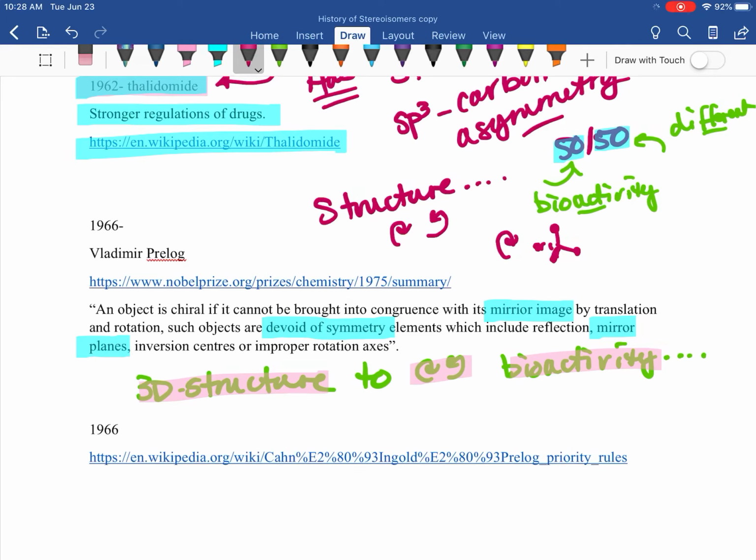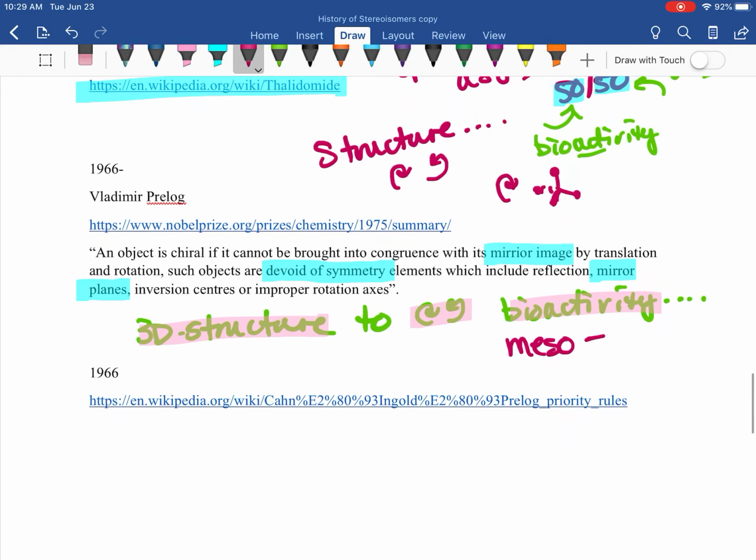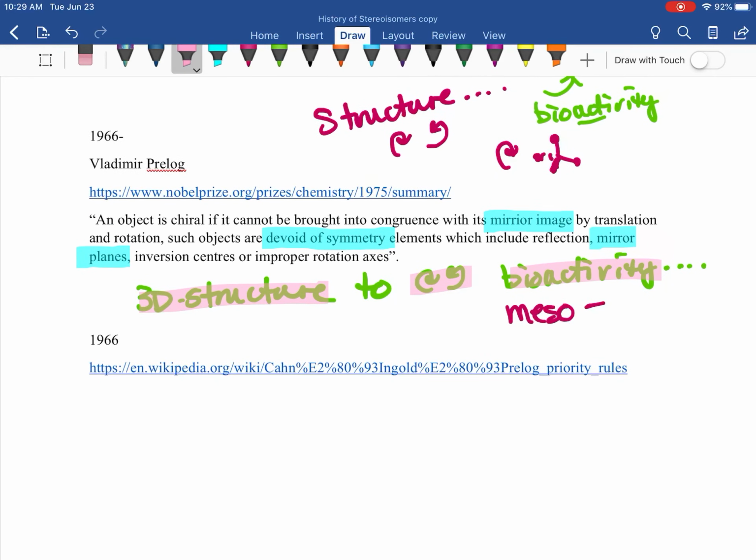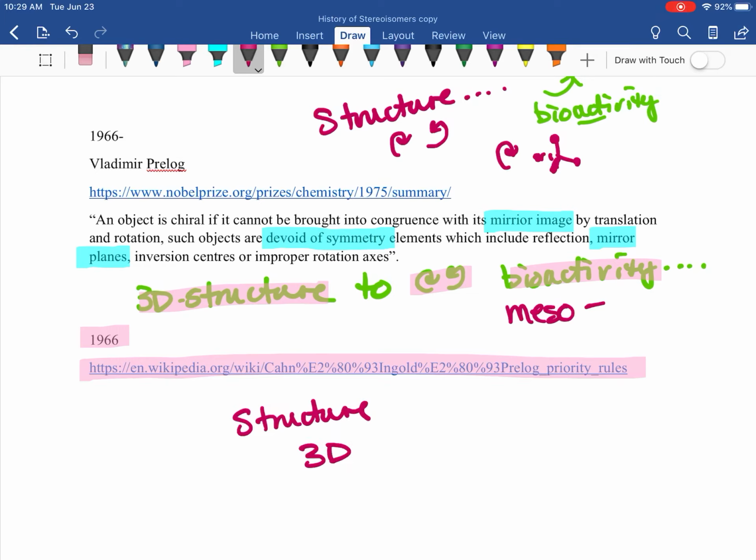And I'm going to add a vocab word here, but it's going to be very prevalent in our next couple of videos. I need my last video to explain it. We're going to look at something called meso. And now what's awesome is starting in 1966, a whole system came out to designate and correlate our 3D structure to our other properties. And that designation is from Cahn-Ingold-Prelog, and that is the R and S system. That is the system that we will use.